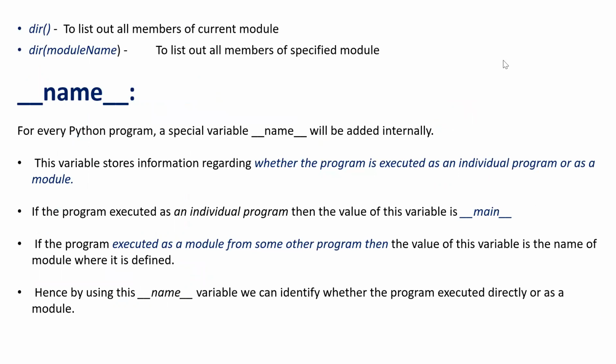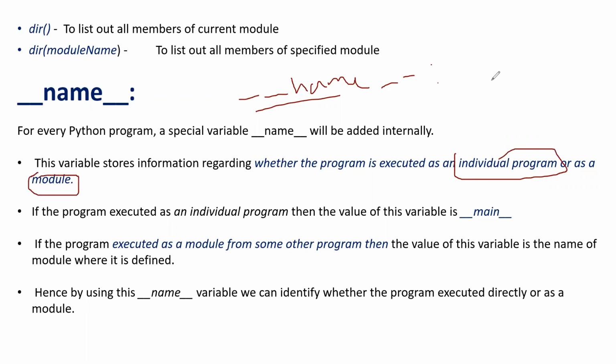Already you know this one, directory. To list out what members are available on that module, we can call dir of that module, that is math. And in programs, while you are writing, in some cases there is a name called underscore underscore name underscore underscore. Simply what it defines is whether the program is executing as an individual program or as a module.